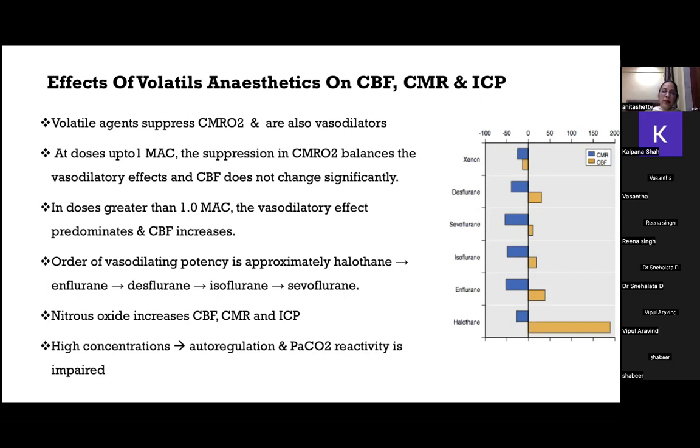Nitrous oxide increases the cerebral blood flow, CMRO2 and ICP, and at higher concentrations of inhalation anesthetic agents, autoregulation and PaCO2 reactivity will be impaired. So the cerebral blood flow will be pressure dependent. This diagram shows you that when the concentration is higher, there will be an increase in cerebral blood flow. And the most vasodilating of all the inhalation anesthetic agents is halothane.